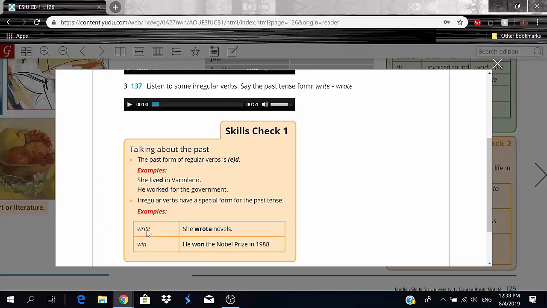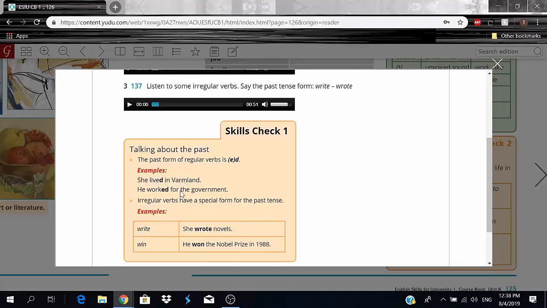Write: I don't say righted, I say wrote. I changed that I into O. Wrote, as in past tense. Win, won. I don't say wind. That's wrong, that's something else entirely. I say won. Okay? So here, for your first example of regular verbs, she lived in farmland.